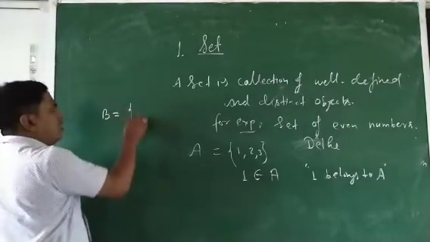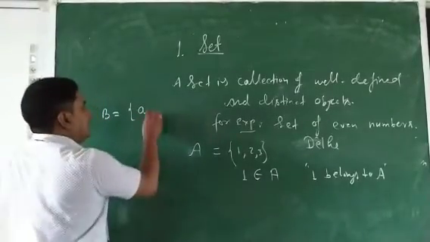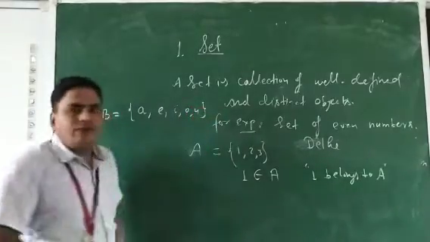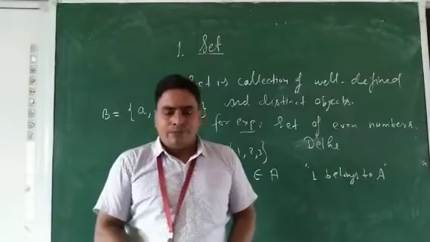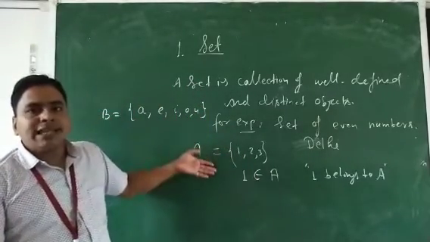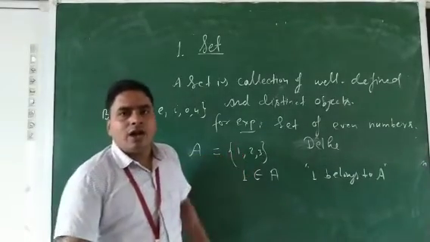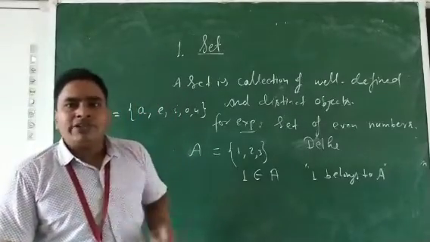Say we can write some more examples. Okay, here set of vowels: {A, E, I, O, U}. Set of vowels. Clear? So this is the way to represent the set within the bracket. Clear? Now we will discuss the methods of representation of a set.